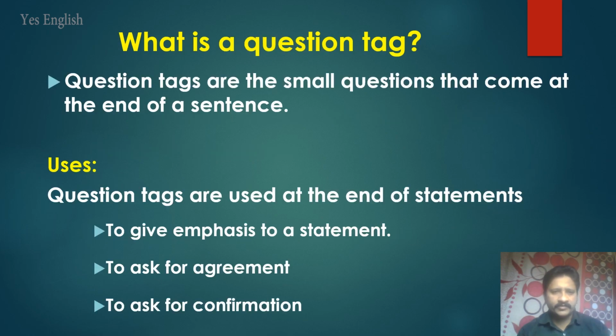So let's begin with what is a question tag. Question tags are small questions that come at the end of a sentence. And where do we use these question tags? So question tags are used at the end of statements. They are used to give emphasis to a statement, to ask for agreement, or to ask for confirmation. That means to ask whether something is true or not.